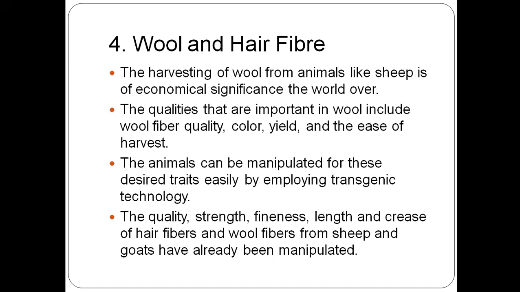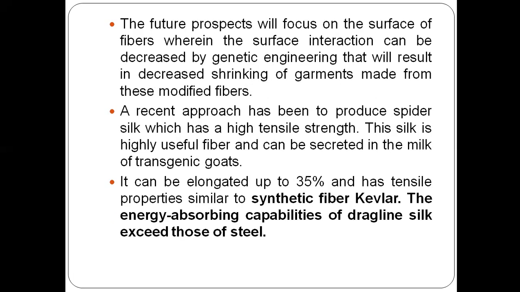The quality, strength, fineness, length, and crimp of hair fibers and wool fibers from sheep and goats have already been manipulated. So all these parameters associated with wool, hair, and fiber have been manipulated using this transgenic technology. The future prospects will focus on the surface of fibers, wherein the surface interaction can be decreased by genetic engineering. That will result in decreased shrinking of garments made from these modified fibers. Due to this surface interaction, the garments are shrinking, so using this transgenic technology they want to introduce some genes that will reduce the surface interaction. As a result, the shrinkage of the garments can be decreased.